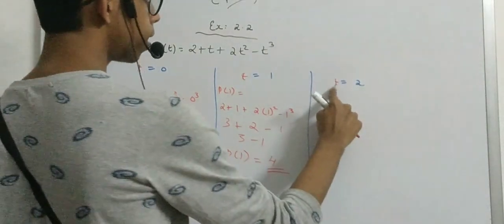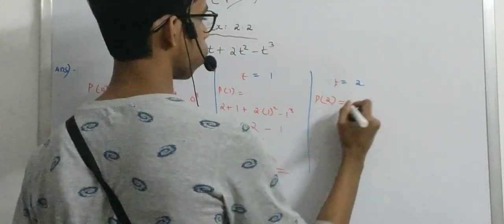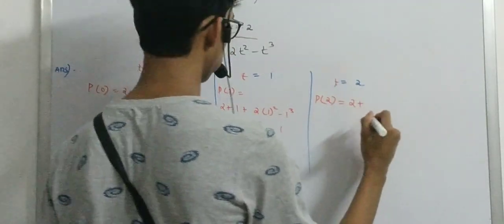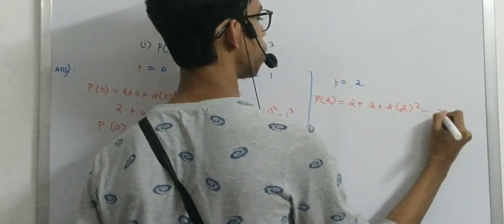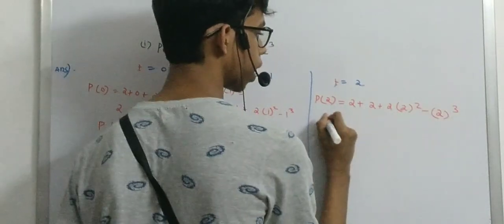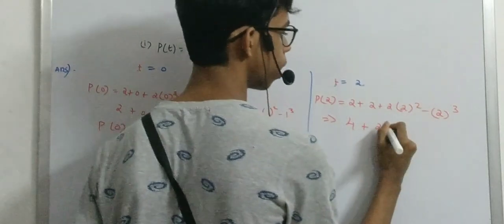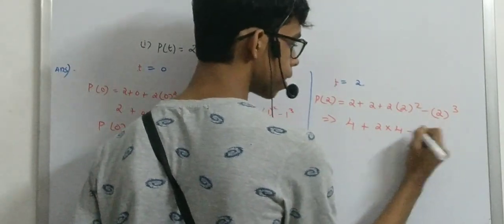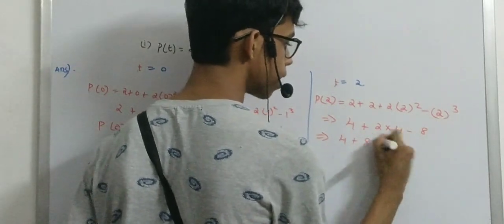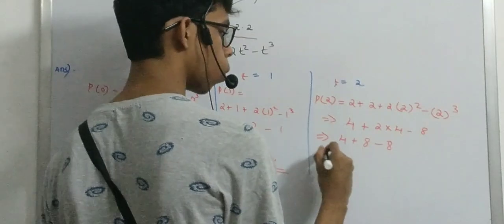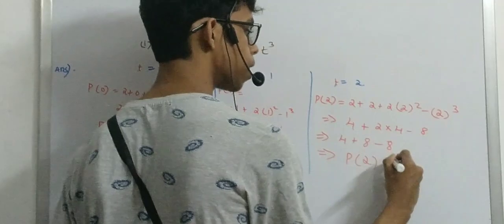Now the next one is at t equals 2, which means we have to find p of 2. P of 2 means substitute t with 2. So 2 plus 2 into 2 square minus 2 cube. 2 plus 2 we know is 4, plus 2 into 2 square means 4, 2 fours are 8, minus 2 cube means 8. So 8 minus 8 is 0. So here also we will get p of 2 is equal to 4.